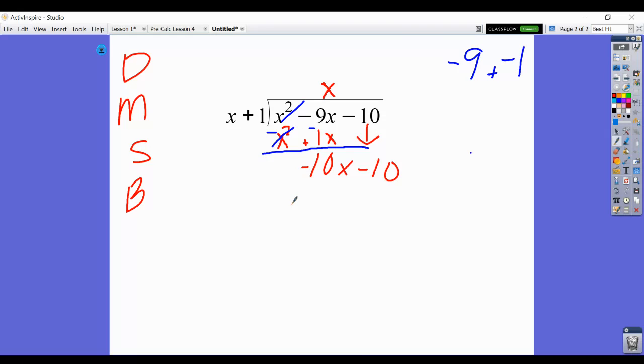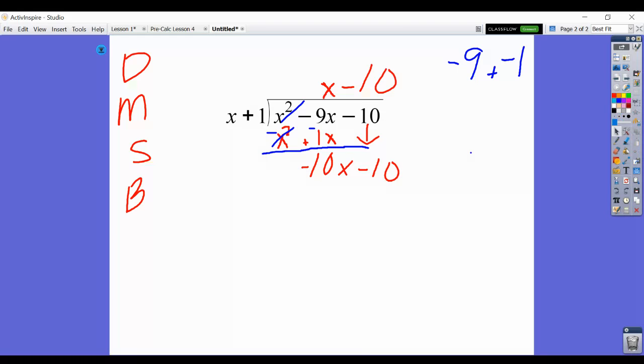So a multiplication question would ask, what times x would give me negative 10x? So off of my scratch work, I would do x times something equals negative 10x. And I would see that that something is going to be a negative 10. Or I could think of it as a division problem, because that's kind of what it is. I would do negative 10x divided by x. And either way I do it, I'm going to come up with the answer negative 10.